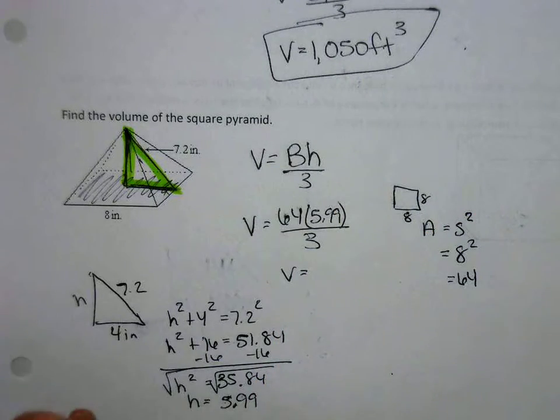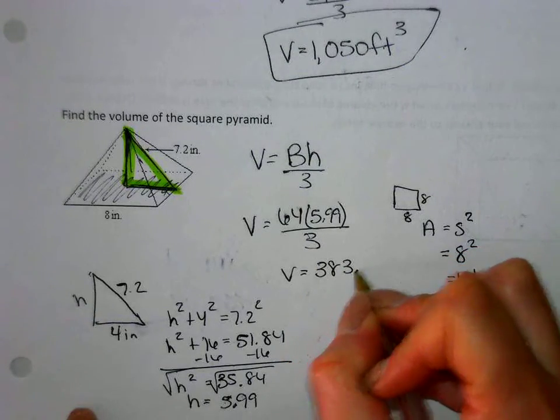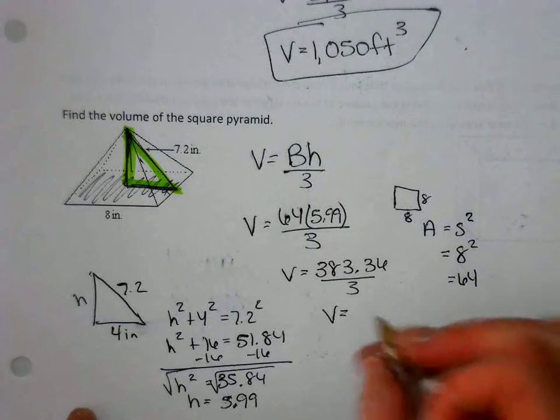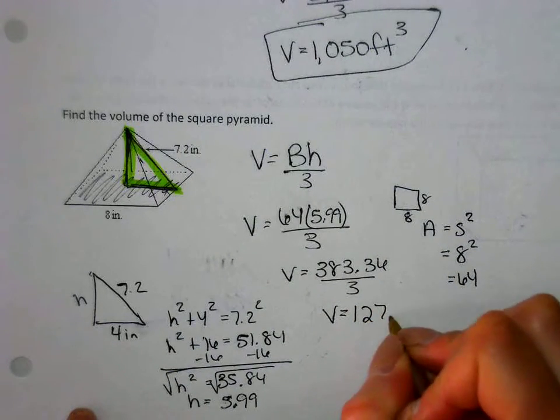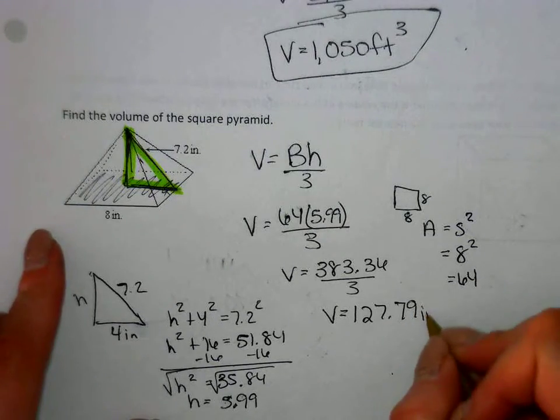So 64 times 5 9900ths is 383 3600ths. Divide that by 3. We end up with a volume of 127 79 inches cubed.